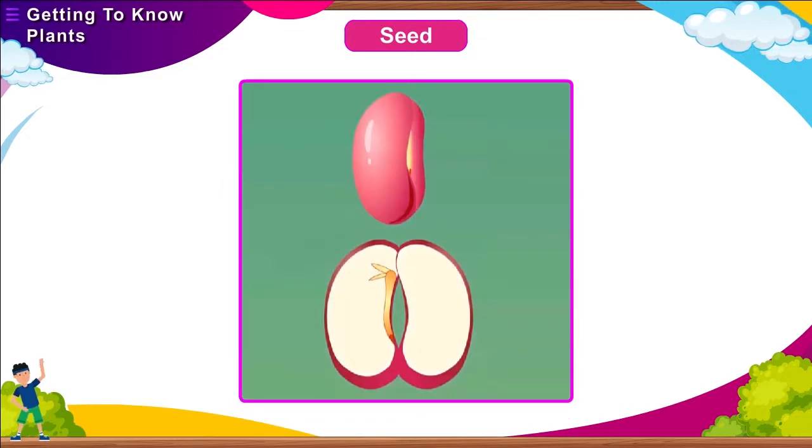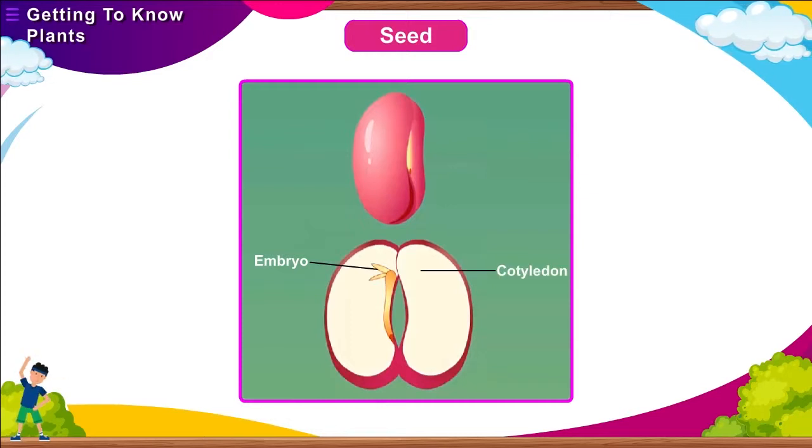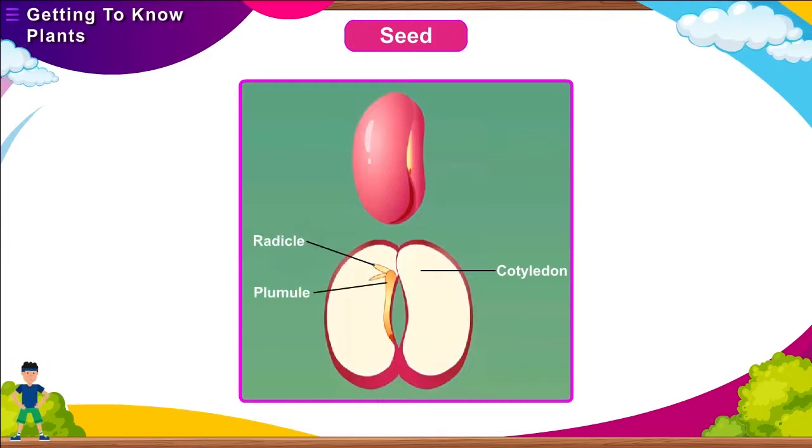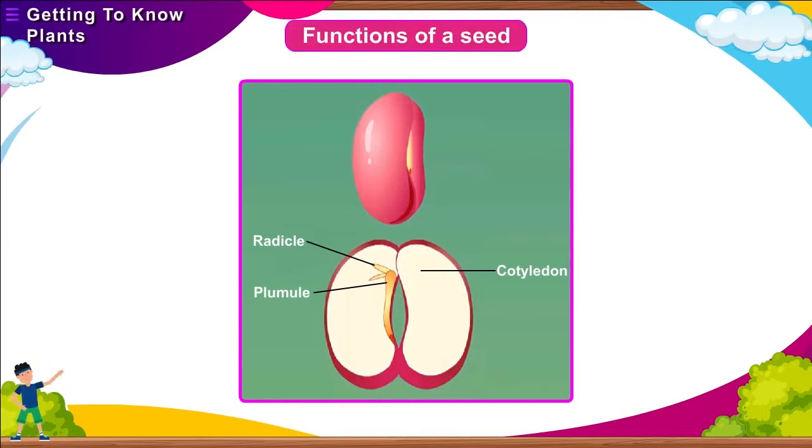Seed. A seed is a fertilized ovule. Seed carries a baby plant which is called the embryo. A seed contains a fleshy structure, often called the seed leaf. It stores food and is called cotyledon. It stores food for the growing embryo. Some seeds have one cotyledon, while others have two. Embryo has two parts, the radicle and the plumule. The radicle gives rise to the root system and the plumule gives rise to the shoot system.